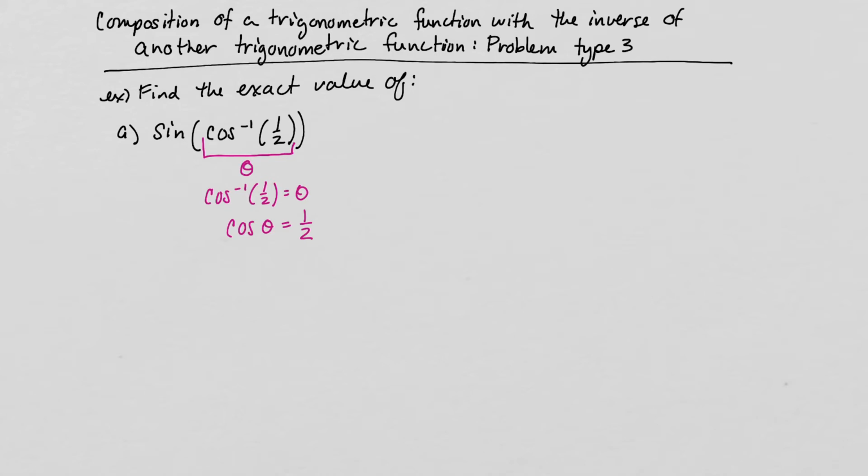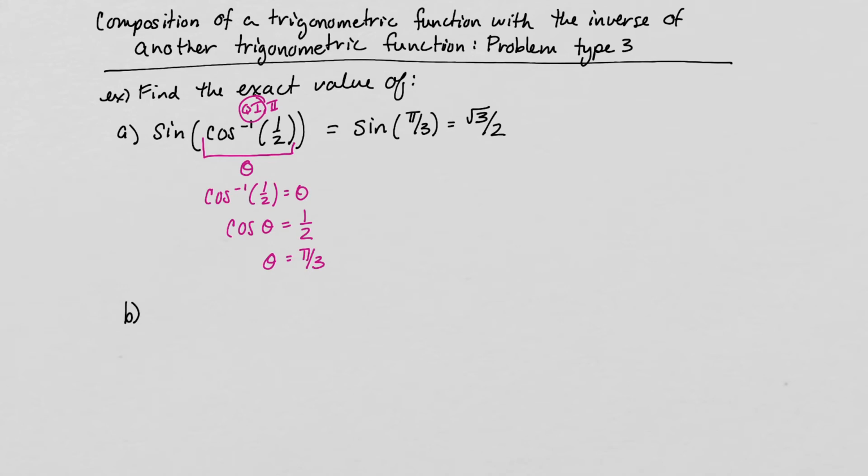And in quadrant 1, right? So remember, the inverse cosine is defined in quadrants 1 and 2. Since ours is positive, we're dealing with quadrant 1. So this is going to happen when theta equals pi over 3. And so now this problem is becoming the sine of pi over 3. And the sine of pi over 3 is root 3 over 2.